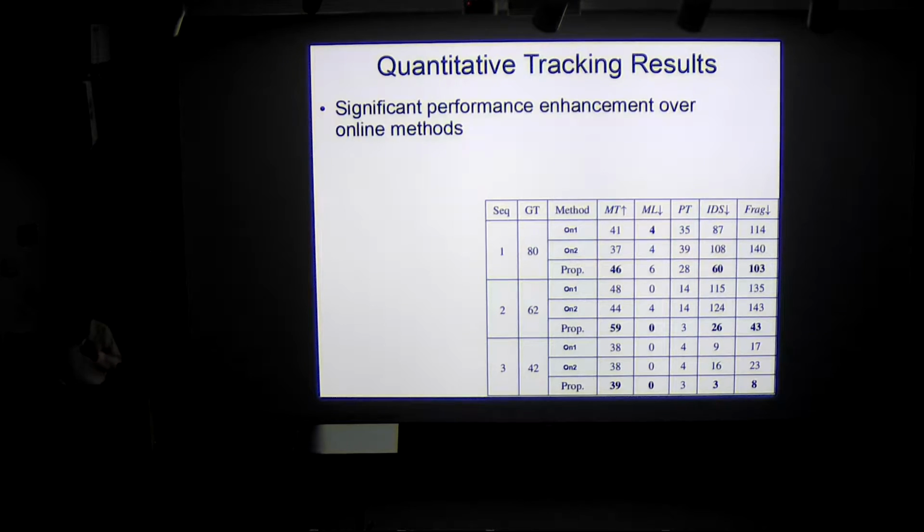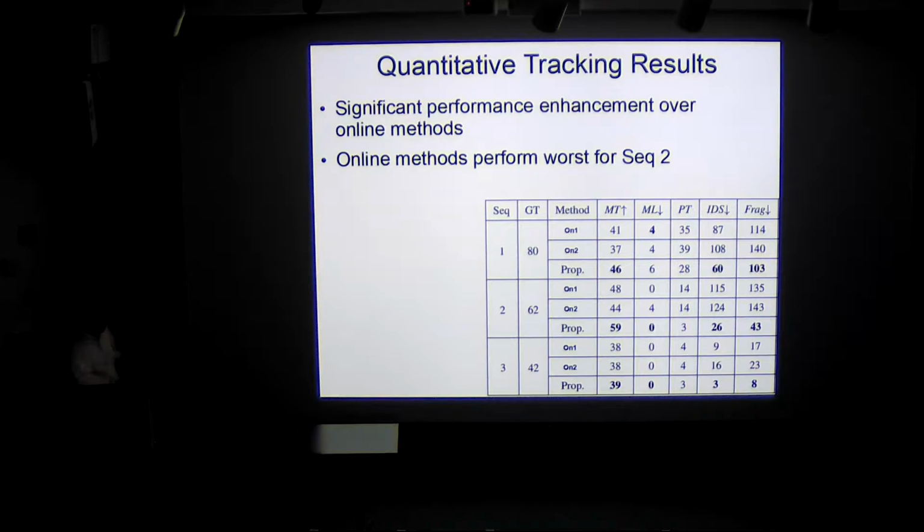This is showing you the quantitative results for different techniques on the different sequences. This is the number of ground truth tracks. This is the number that correspond to our different categories: mostly tracked, mostly lost, partially tracked, ID switches, fragmentation. In the interest of time, maybe it's just worth focusing on the ID switches. If you look at the ID switches for the other two techniques, they're fairly large. For the proposed technique, they're fairly small. So compared to the initialization techniques, we've made a significant improvement. Same thing in sequence 2 and sequence 3.